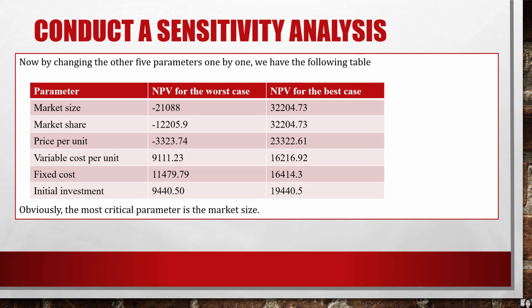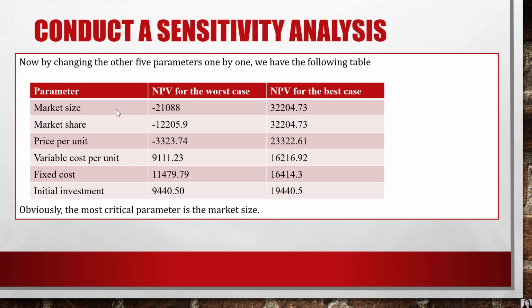Basically, we take the best case and subtract the worst case. If you do so, you see that the market size has the greatest deviation, right? Because it varies from negative 21,000 up to 32,000. So they have a huge gap, right? It's a huge gap. So we see that market size is the most sensitive. NPV is most sensitive to the market size, or the market size is the most critical parameter.